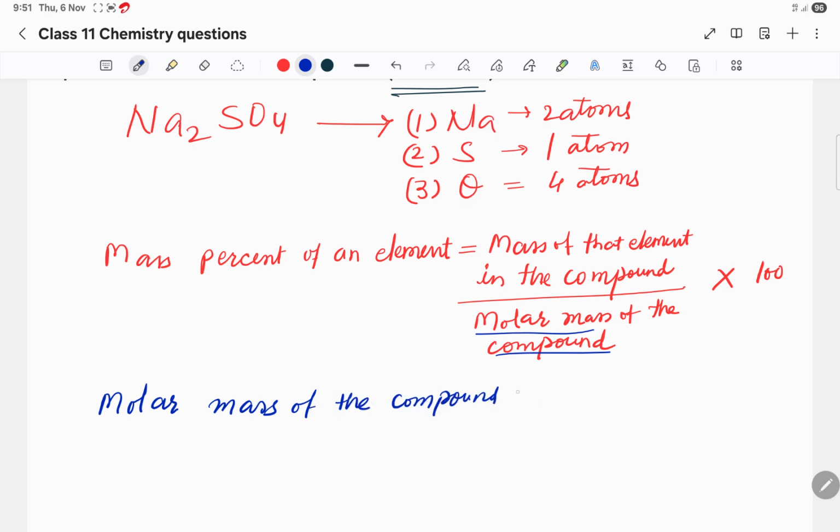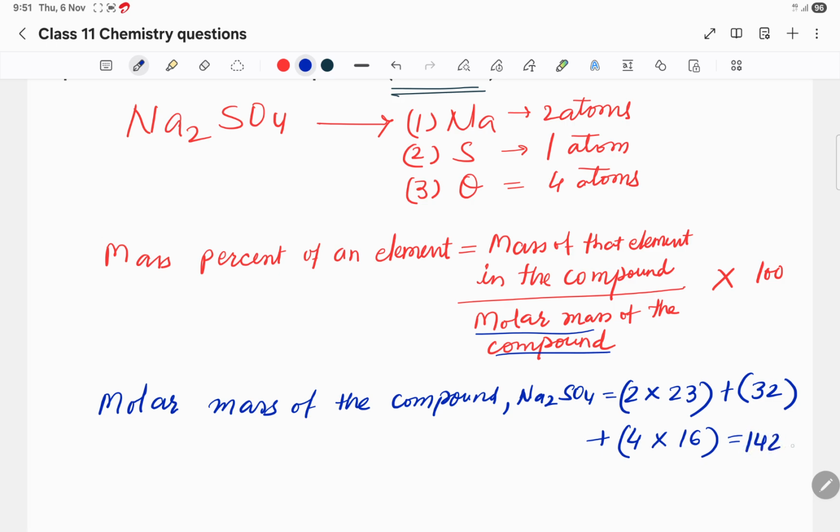So the compound over here is sodium sulfate. So we have to calculate the molar mass of it. 2 sodium are there. So 2 into 23 plus 1 sulfur is there. 1 sulfur weighs around 32. I am taking the approximate values. Plus 4 oxygens are there. 4 into oxygen. 1 oxygen's atomic mass is 16. And when you calculate, it becomes 142 grams. Okay, because we are talking about molar mass, not molecular mass.